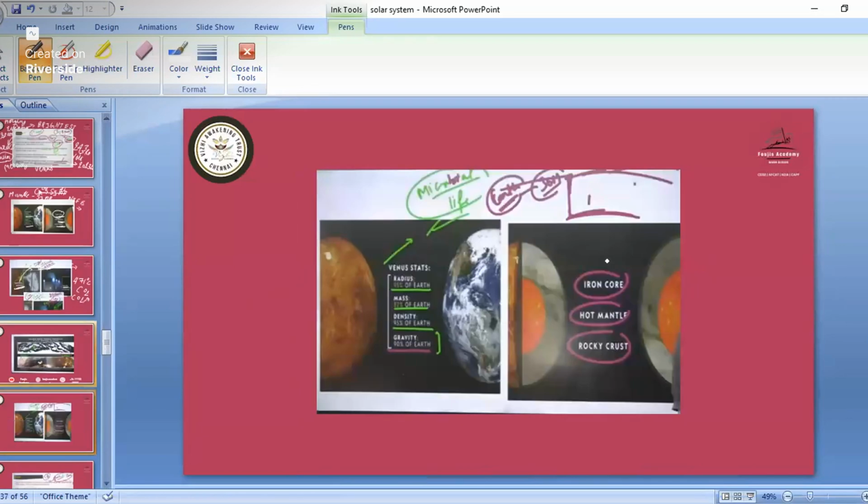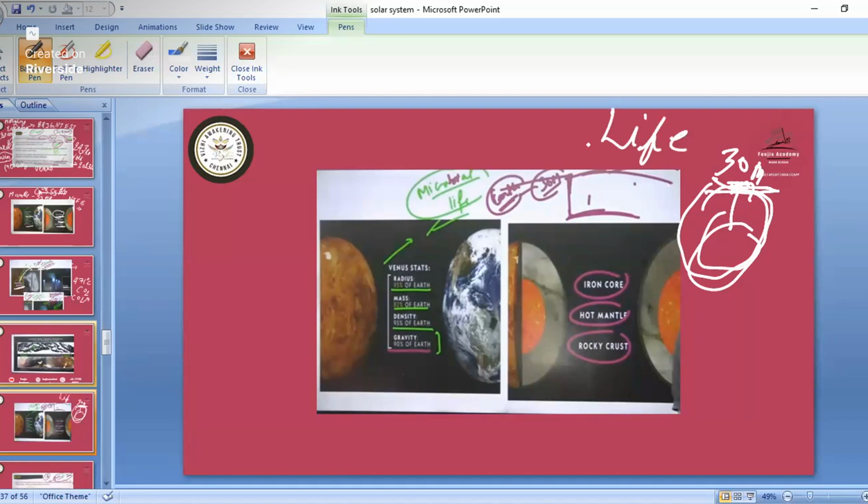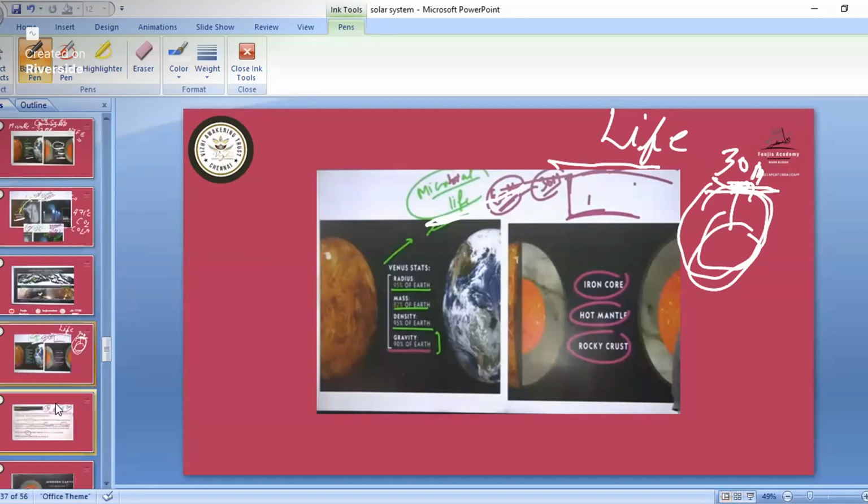Okay, now see, on the surface of Venus, if you go above 30 meters in the atmosphere, then everything is the same as Earth. So in very old times, millions of years ago, there was a presence of life, that is microbial life, microbes. Because of all those reasons, this Venus is known as Earth's twin.